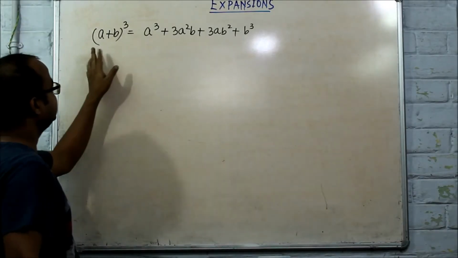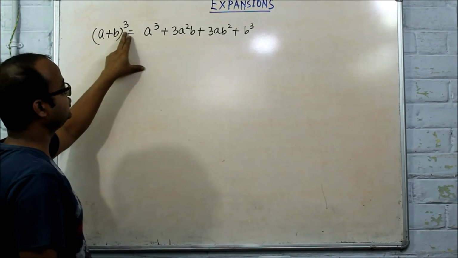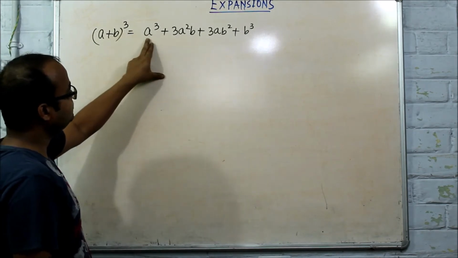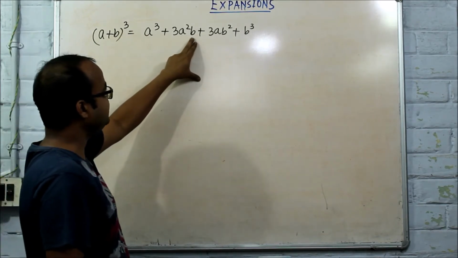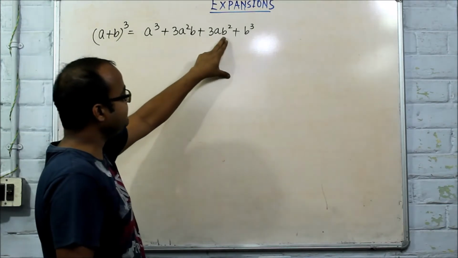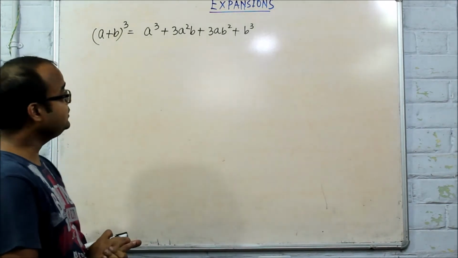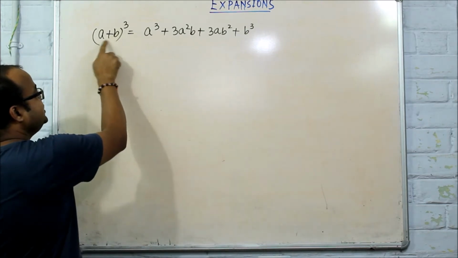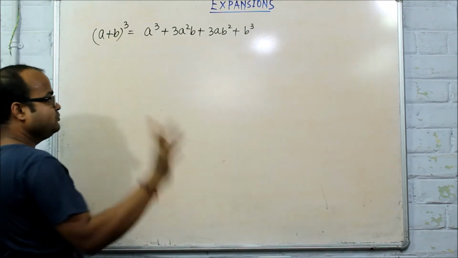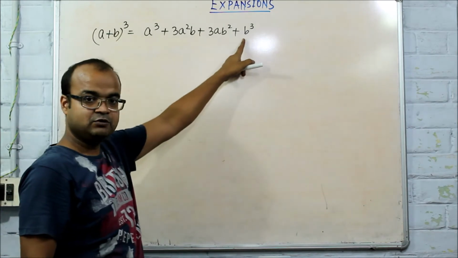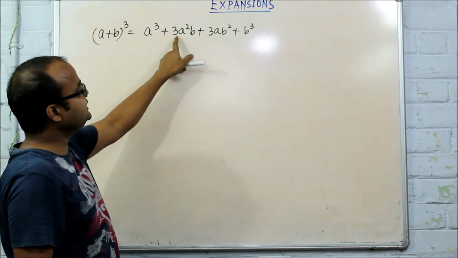Moving on to the next, (a + b) whole cube. The formula is a cube plus 3a square b plus 3ab square plus b cube. Now how do you remember this formula? Cube of these 2 terms, that is a cube plus b cube. In between, the terms contain 3.